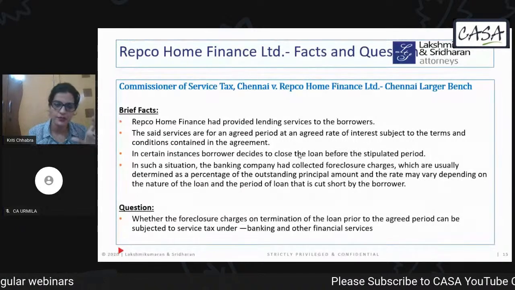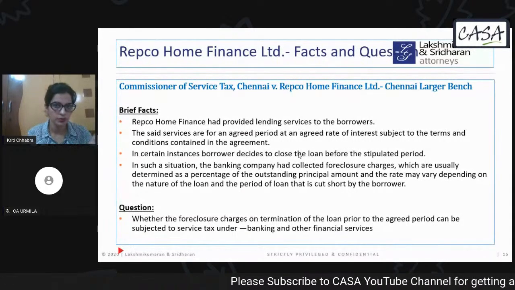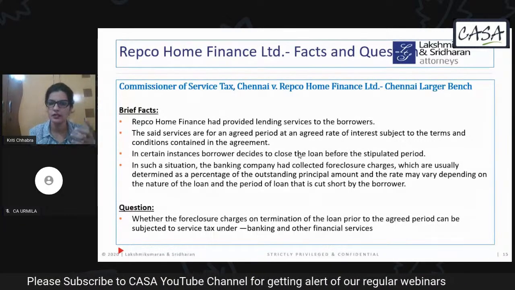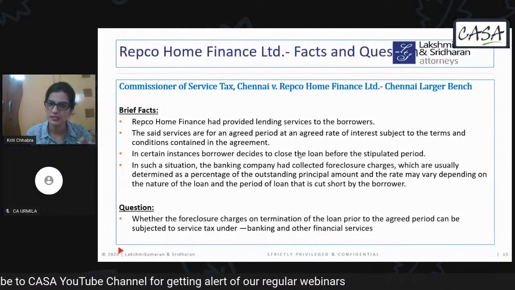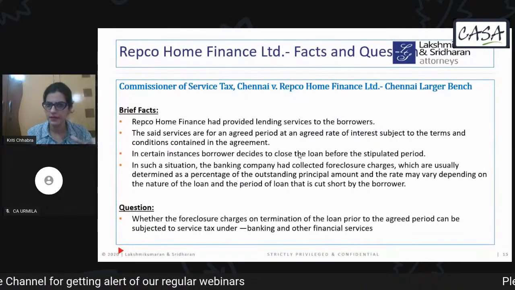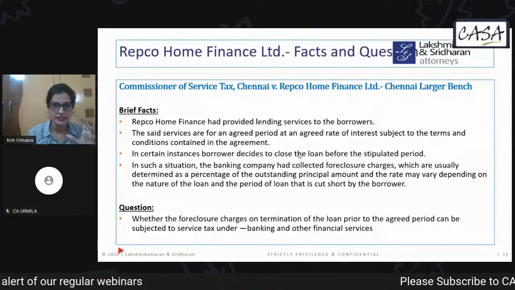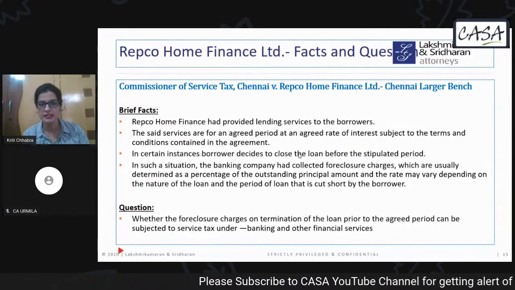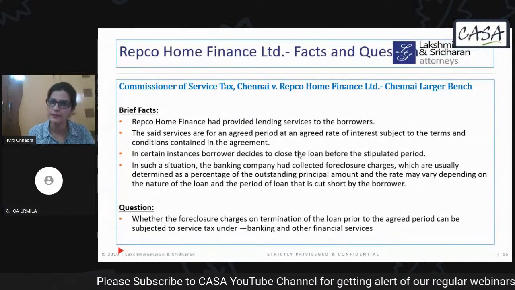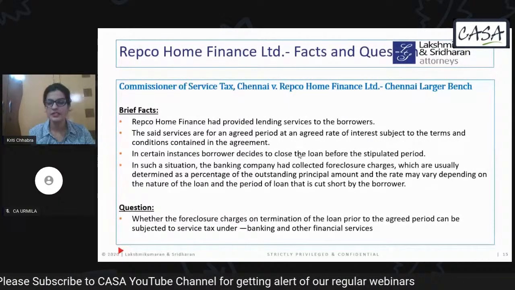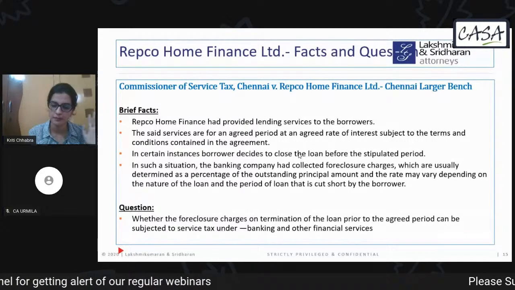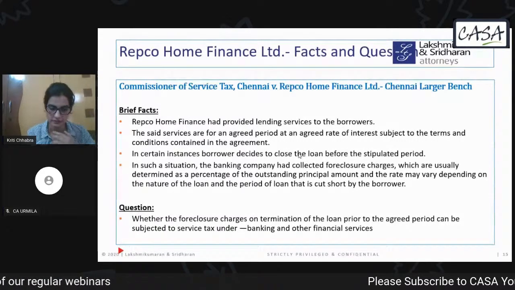So this amount, which is paid by the borrower to the bank, basically termed as foreclosure charges or prepayment penalty charges, the question was whether this is a consideration towards banking and financial services in the hands of the bank and hence leviable to service tax. This question pertained to the pre-negative list regime.